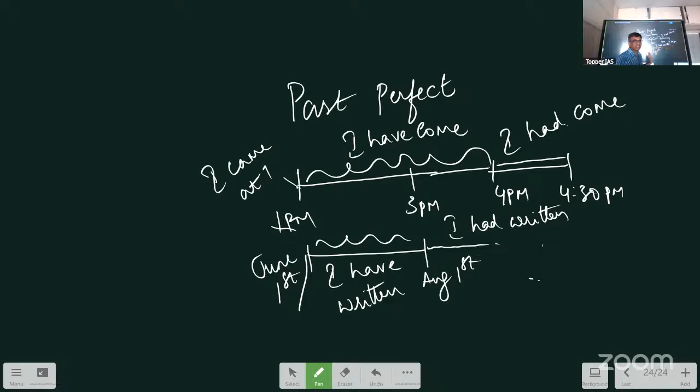Clear? Artha ಆಗ್ತಿದೆಯಾ? Yes or no? Sure? All of you? So this is the meaning of past perfect. Now there is a very important role for past perfect, which I will teach you.